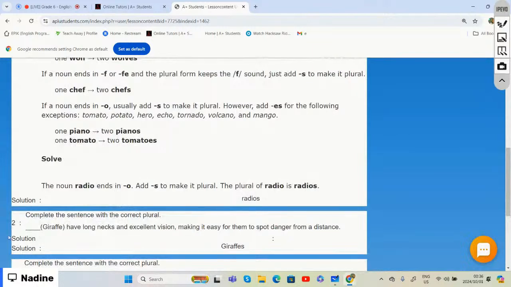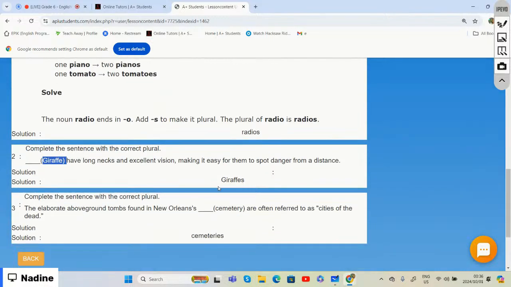All right, it says giraffe have long necks and excellent vision, making it easy for them to spot danger from a distance. And if we were to write the correct word, then all we do is we add an S, and there we have the word already, giraffes. So there they already gave us the word giraffe.